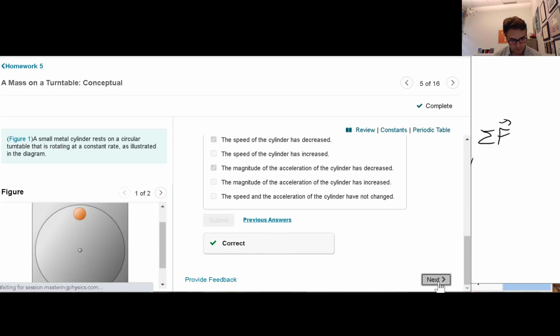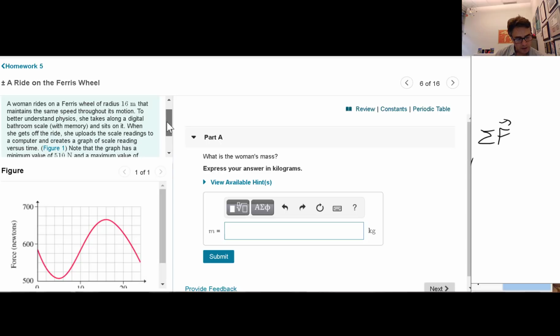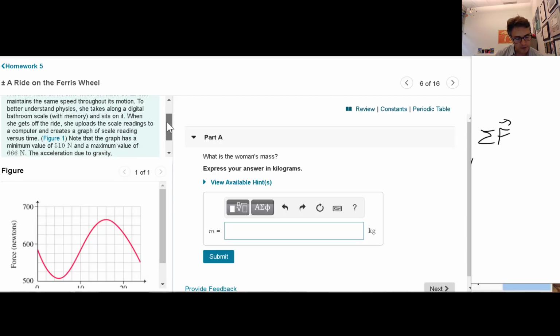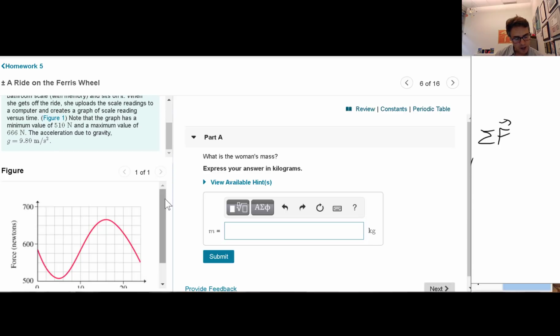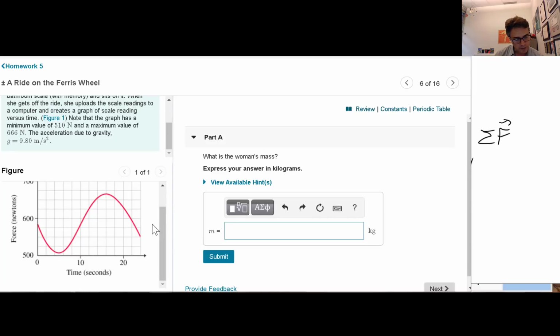Okay, good. A ride on the Ferris wheel. A woman rides on a Ferris wheel with a radius of 16 meters that maintains the same speed throughout its motion. To better understand physics, she takes along a digital bathroom scale with memory and sits on it. When she gets off the ride, she uploads the scale readings to a computer and creates a graph of scale reading versus time, figure 1. Note that the graph has a minimum value of 510 newtons and a maximum value of 666 newtons. The acceleration due to gravity is 9.8. What is the woman's mass? Express your answer in kilograms.